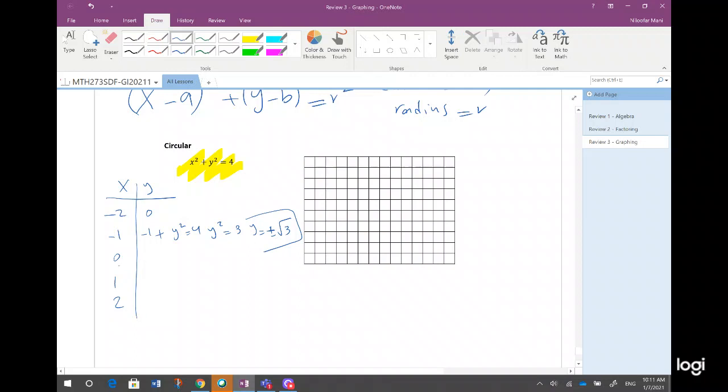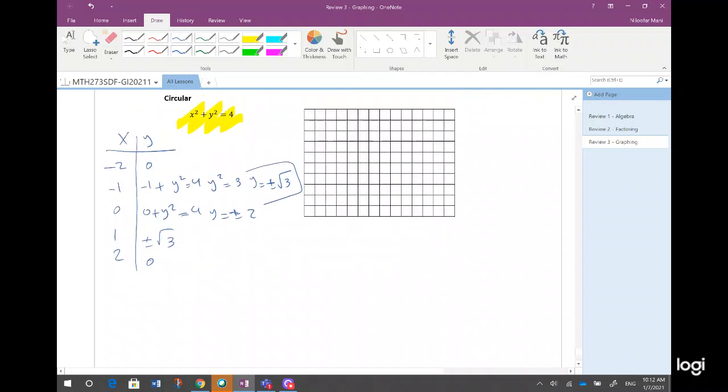When I put 0 for x, then y is plus or minus 2, because when I put 0, y squared equals 4, and y is plus or minus 2. And if I do x equal 1, then y is plus or minus radical 3 again, and if I do 2, y is 0. Okay, see what is the reason?